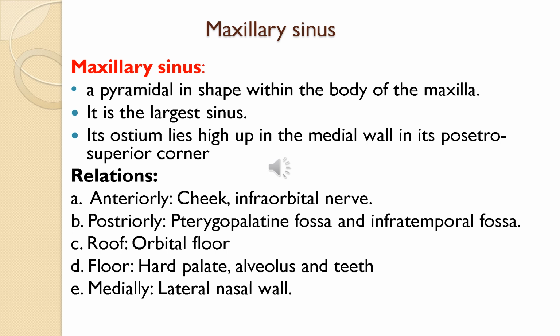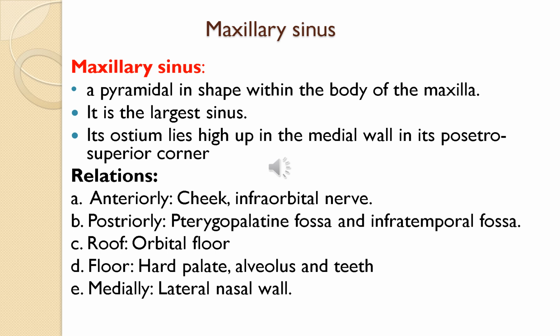Then the maxillary sinus, which is the most constant sinus. It is present in the whole population, present since birth, and pyramidal in shape within the body of the maxilla. The apex is situated in the zygoma, and the base is situated in the lateral nasal wall. The natural ostium lies high up in the medial wall, and it drains into the middle meatus. It has relation anteriorly to the cheek and the infraorbital nerve, and posteriorly to the pterygopalatine fossa and infratemporal fossa, of course with their content, namely the maxillary nerve and artery.